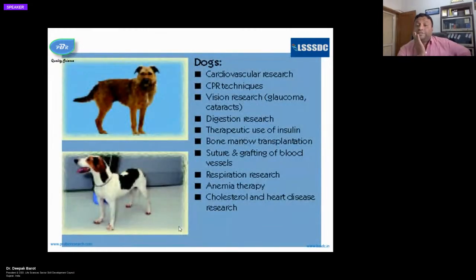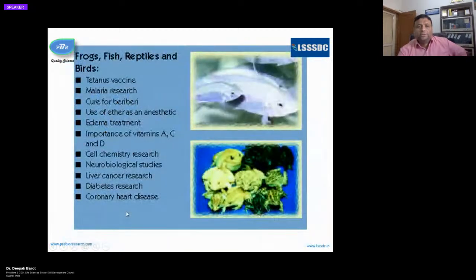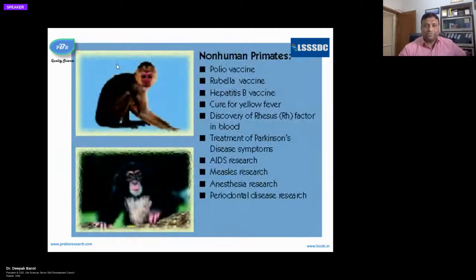One of the higher species is dogs, which is also used for testing of drugs, eventually which gets into humans. So the species used is beagle dogs. Okay, the diagram below is of a beagle dog. For frogs, fishes, lower species also are used. Zebrafish is one of the most common species used very early in drug discovery. Okay, so that's about the different kinds of animals.